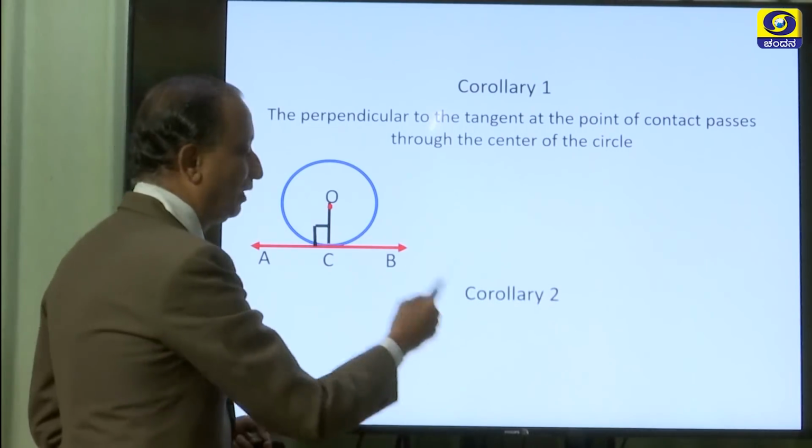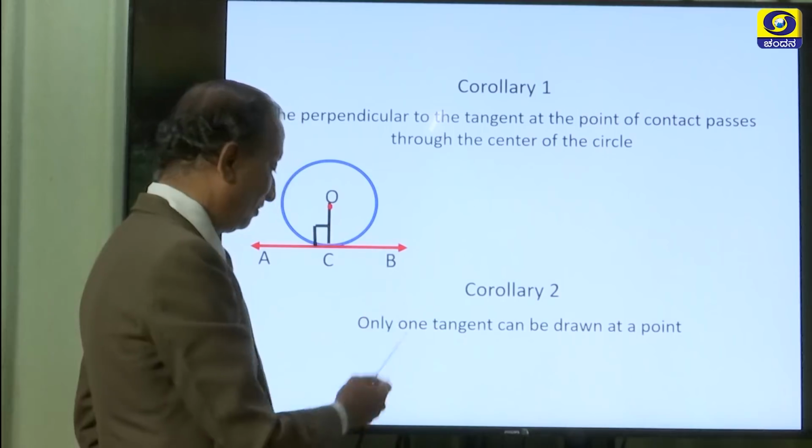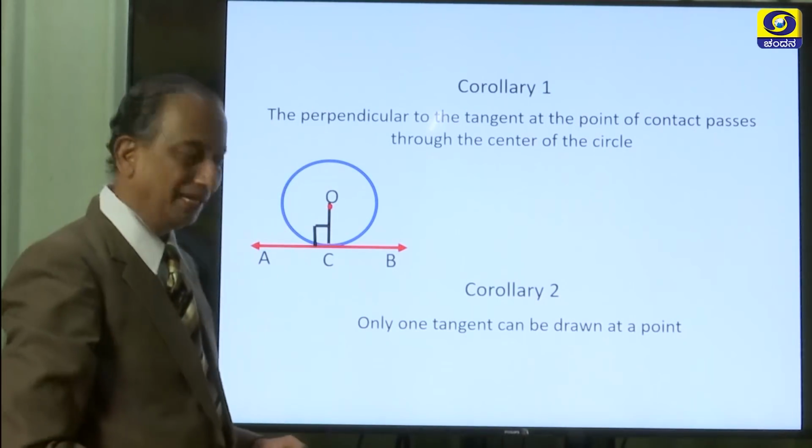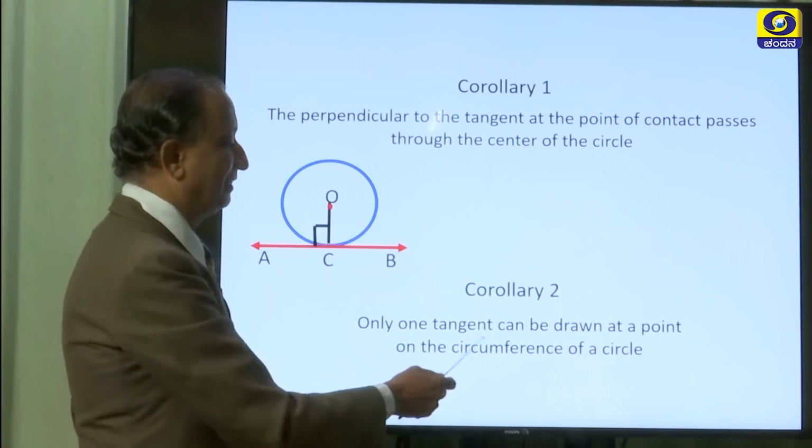Now let us go to corollary number 2. It is very simple, very obvious. Only one tangent can be drawn at a point on the circumference of a circle.